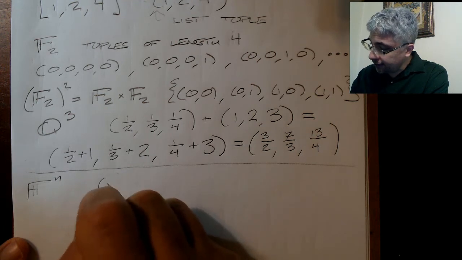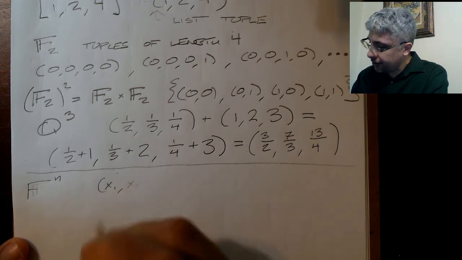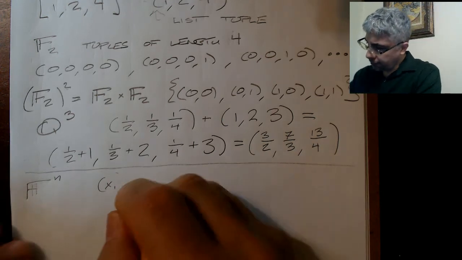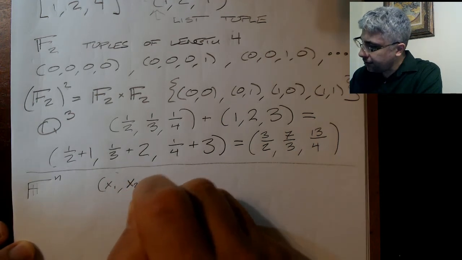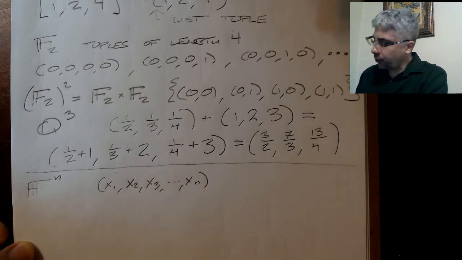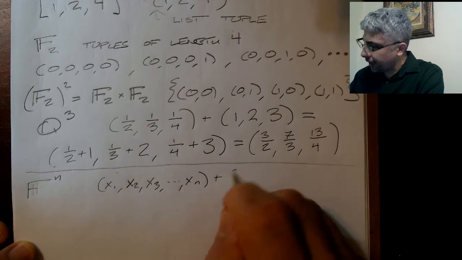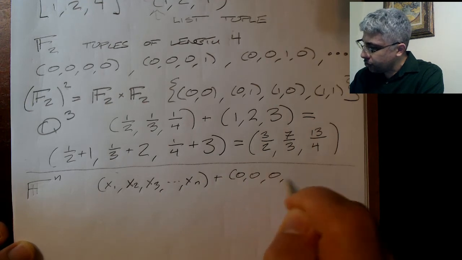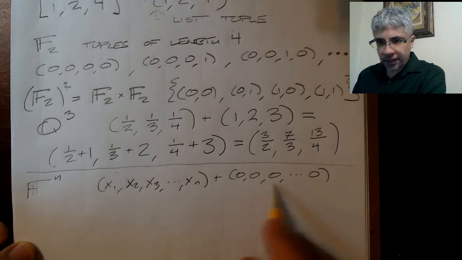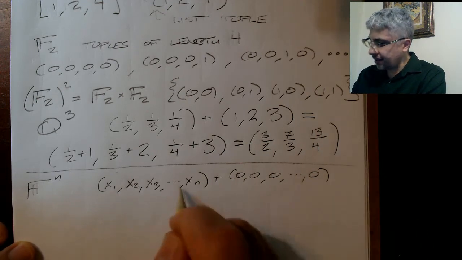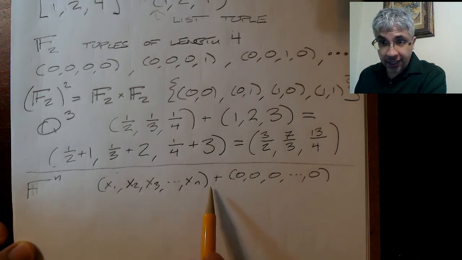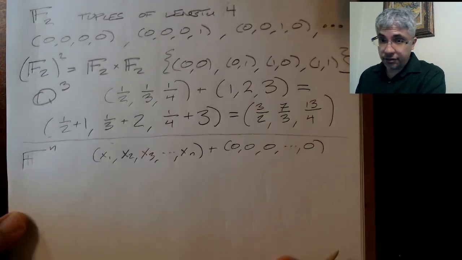Well, I have some x1, x2, x3, through xn. And I want you guys to notice something. If I were to add just the same tuple, that's just the additive identity, over and over again. By the way, when I use this dot, dot, dot, that just means and so on and so forth, of course. So this is going all the way up to the nth element of my list or tuple.